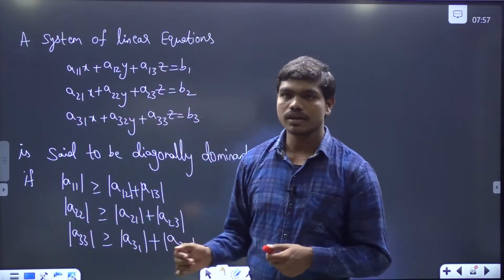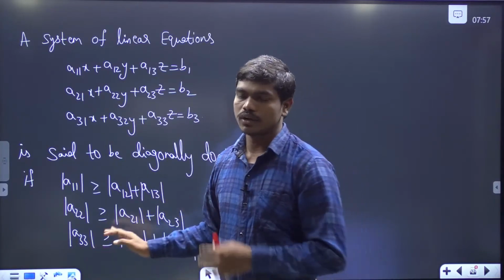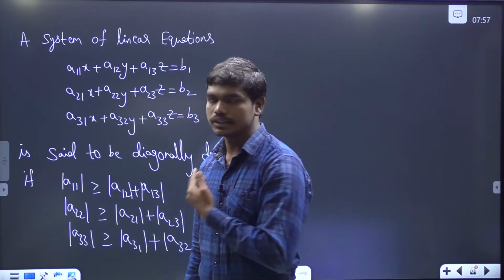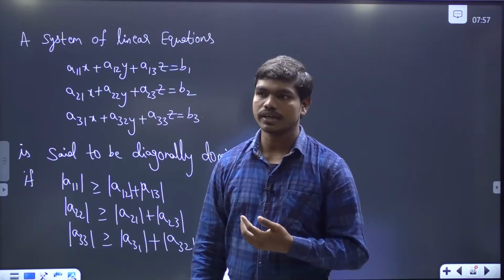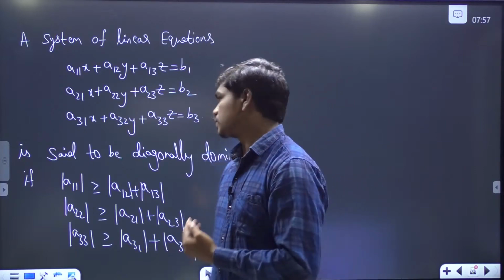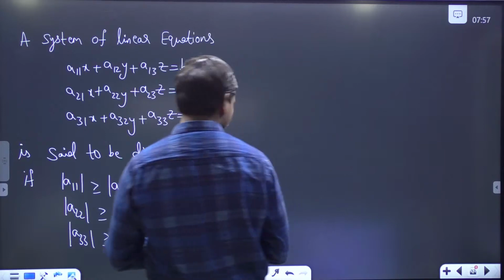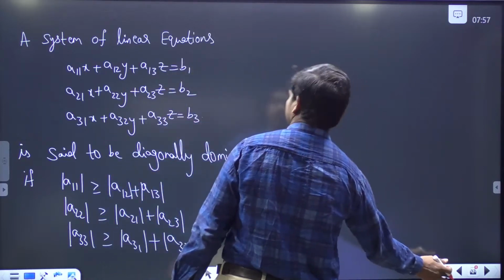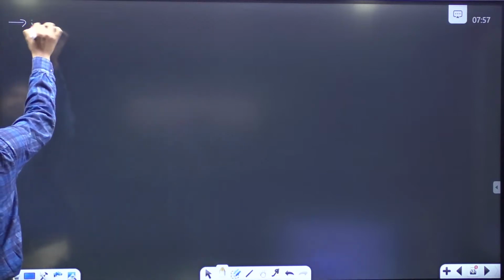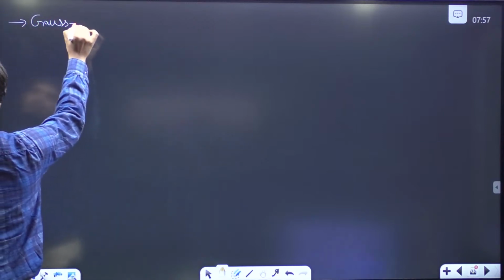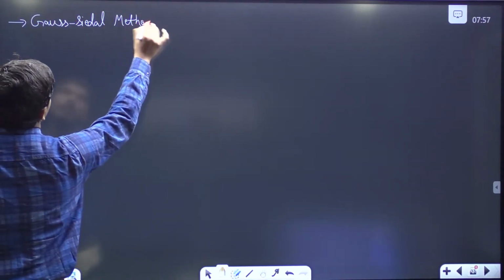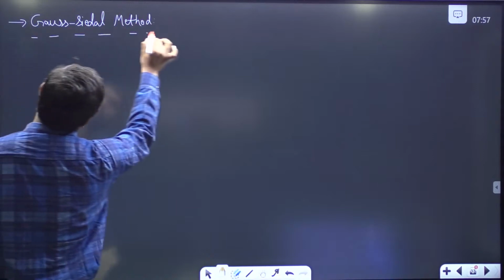Then we say this system is diagonally dominant, and this is one of the necessary conditions for getting solutions to a system of linear equations when we apply different iteration techniques like the Gauss-Seidel method. We'll see what's the use of this Gauss-Seidel method. So for that we will see the Gauss-Seidel method. Now let us see what this Gauss-Seidel method is.